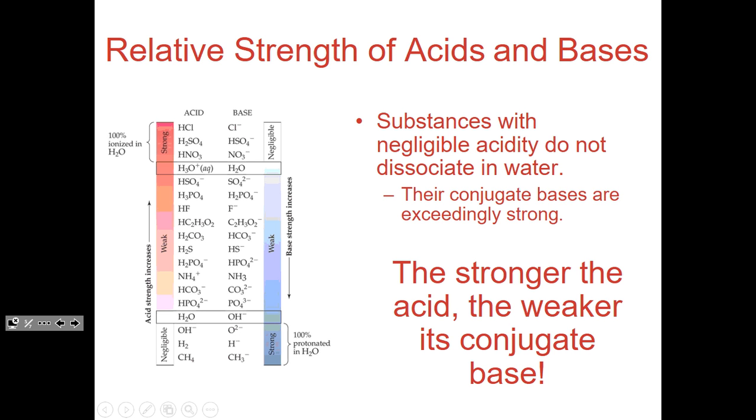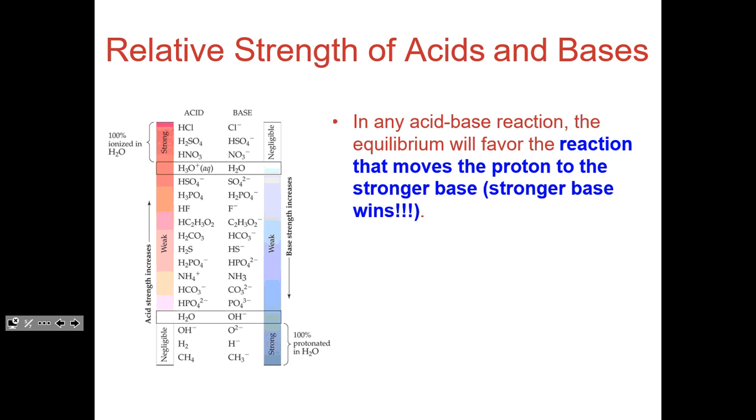And here's another situation where you have to know your strongs. When you have a strong acid, because it ionizes 100%, you form a negligible conjugate base. In other words, it doesn't really act like a base, because in a strong situation, it's pretty much a single directional reaction. Another reason to make sure you memorize and know your strongs.